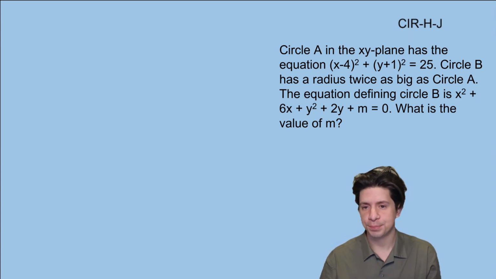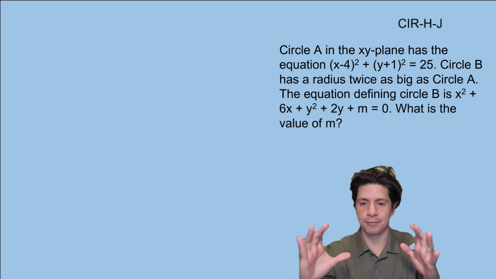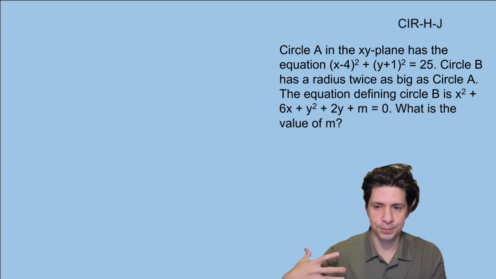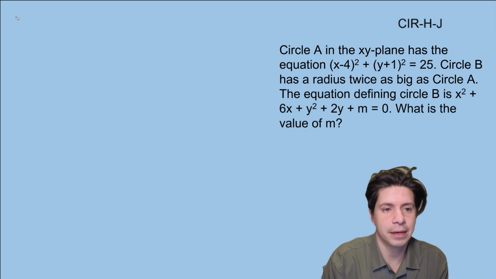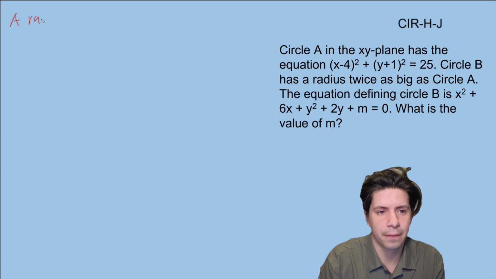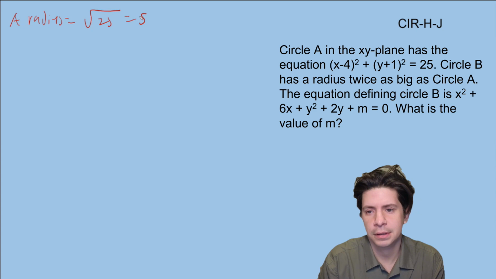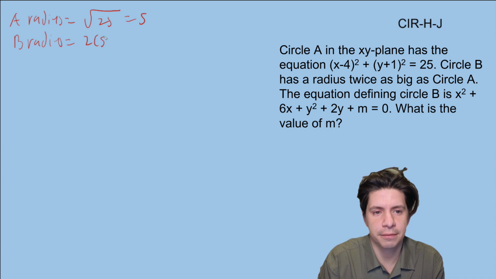Okay, so it's very similar to the last one, but the equation we get for circle B is not written in the standard form. We need to complete the square to get it written in the standard form. So let's start working on that. So what's the radius of circle A? A radius equals square root of 25, which equals 5. So B radius, because we're told it's twice as big, is going to be 2 times 5, which is 10.